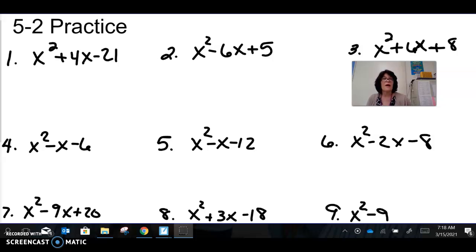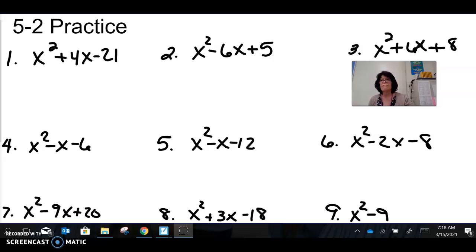Hey, Algebra 2. We are having just a practice week. You learned a lot of new material. You learned 3 different ways to factor: taking out the greatest common factor, difference of two squares, and trinomials. So I know this is a lot of practice. I'm going to go through several with you so you have some examples.